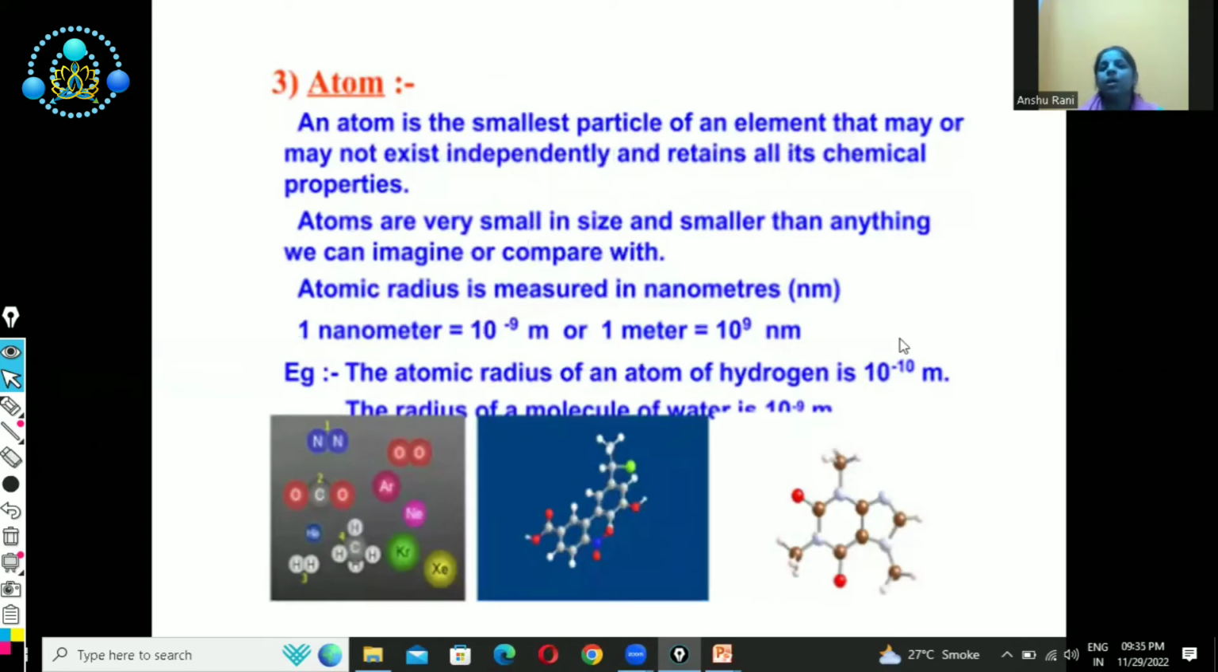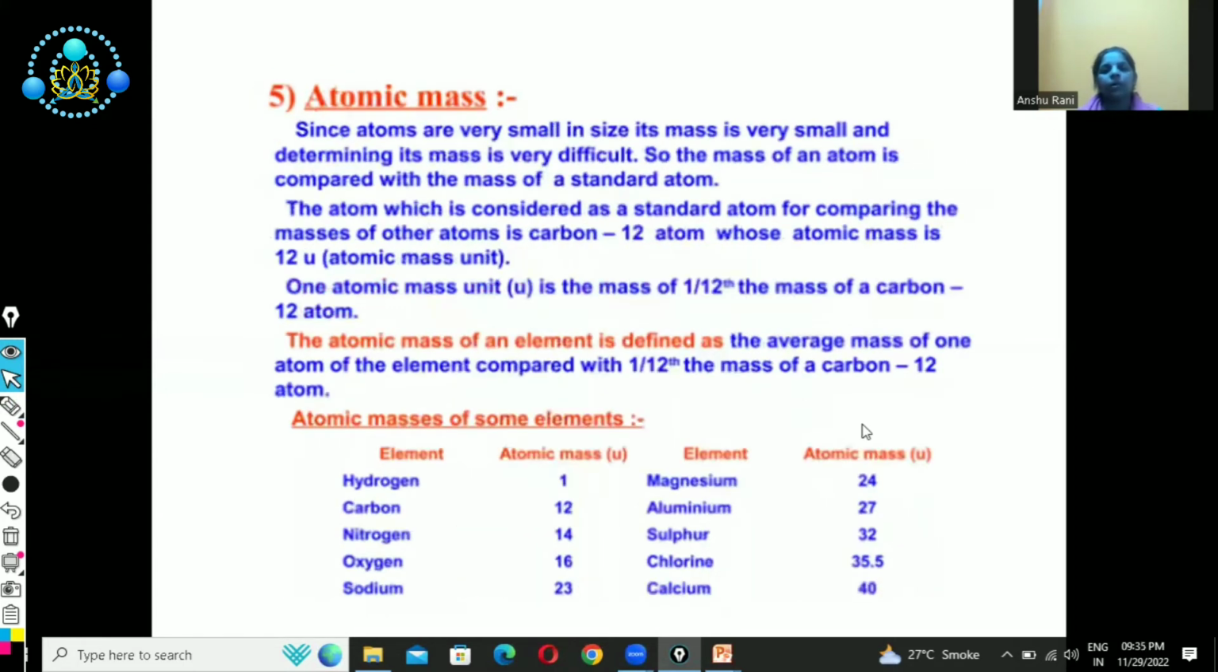What is an atom? An atom is the smallest particle of an element that may or may not have independent existence. Its size is very small. It is in the range of nanometers. Nanometer means 10 to the power minus 9 meter. It is such a small thing that it is beyond your imagination, and you can't see it with your naked eye.